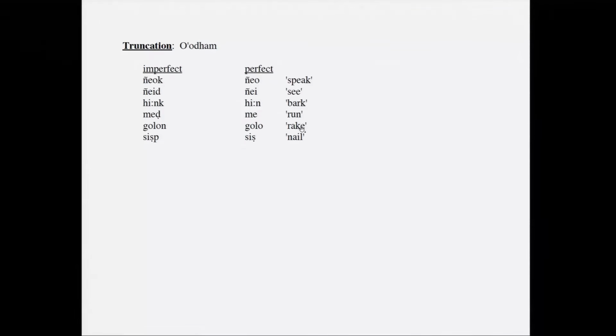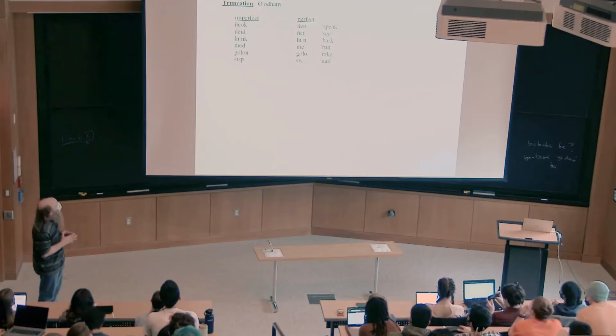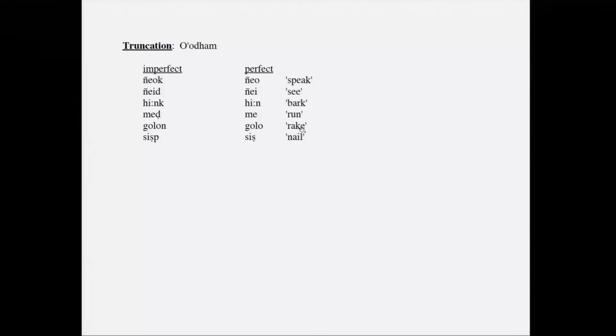And if you look at these, we're kind of cheating because I've got the name of this type of morpheme up there at the top. If you study a lot about O'odham, you can convince yourself. So if you look at them, you can see the imperfect forms are a little bit longer than the perfect forms, right? So the perfect forms are things like nyo and nye and hin, and the imperfect forms are forms like nyok and nyed and hink.